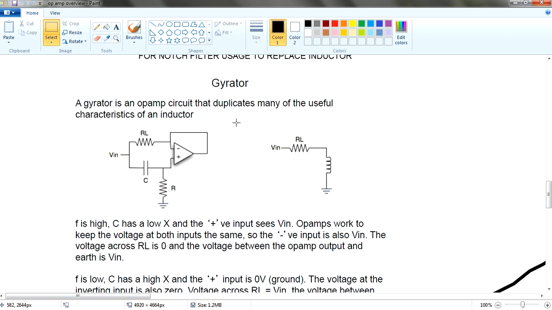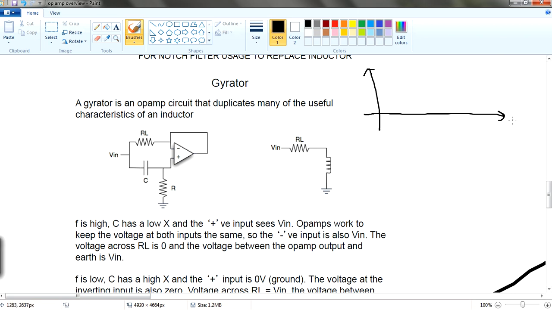So a gyrator is an op-amp circuit that replicates many of the characteristics of an inductor. So this is actually a low pass filter. I'll just explain using this to let you understand what a low pass filter is and the behavior of the inductor, after which you can understand what this circuit over here is. So hold on a while.